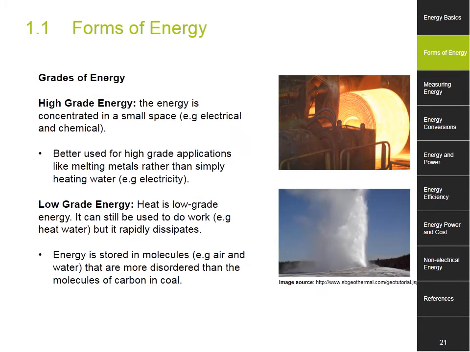As well as being defined by its state, energy can also be graded by its potential to be productive. A high grade of energy exists where the energy is concentrated in a small space, for example, electrical and chemical energy. High-grade energy, like electrical, is best used for high-grade applications, like melting metals, rather than simply heating water. Low-grade energy, such as heat, can still be used to do work, but rapidly dissipates. This is because energy is stored in molecules, such as air or water, that are more randomly distributed or disordered than the molecules of carbon in coal, for instance.